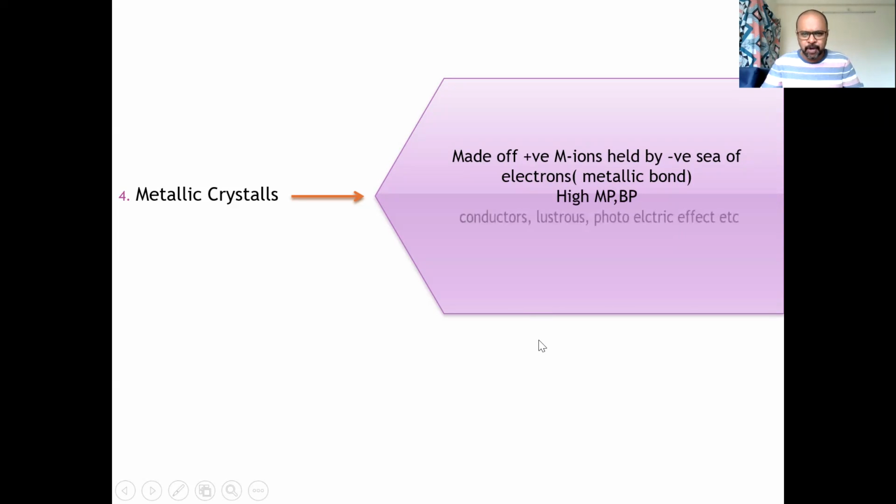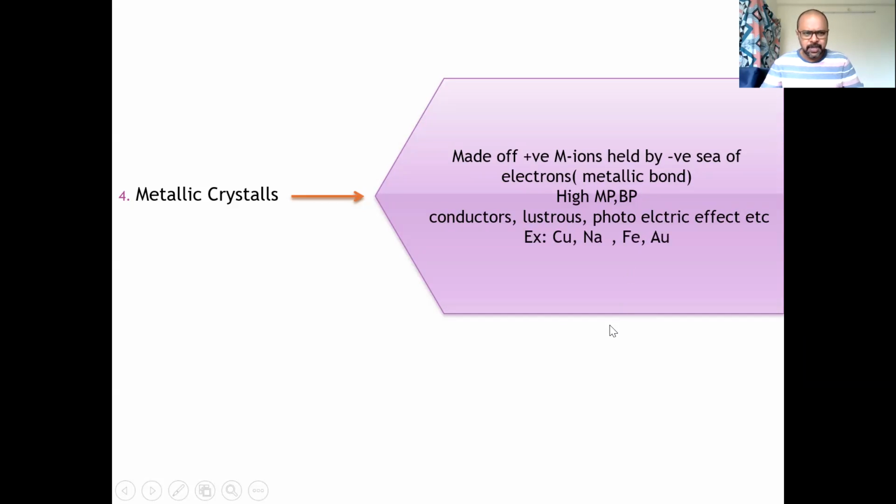Metals do possess high melting and boiling points. But among all the four crystalline solids, it is the covalent crystals which possess the highest melting and boiling point. If anybody says moderate or low, that's not correct, because they would have got confused with organic molecules. So covalent crystals have the highest melting and boiling point, then metals, then ionic crystals, then molecular. Conductors, lustrous nature, photoelectric effect: there is a whole lot of properties which are unique and specific to metals, and we will account for all those just now.